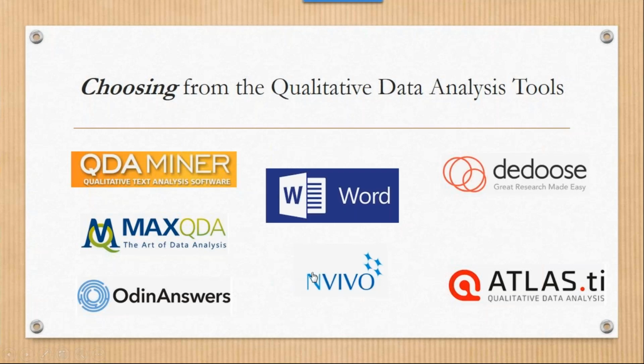I did not talk about MAXQDA and Atlas.ti, and also Odin Answers. They are all good tools, but I cannot discuss everything. So I just focus on QDA Miner, using Microsoft Word, and NVivo and Dedoose. As I said, these are all good tools. And the last one, this Odin Answers, is a tool if you want to analyze your data automatically.